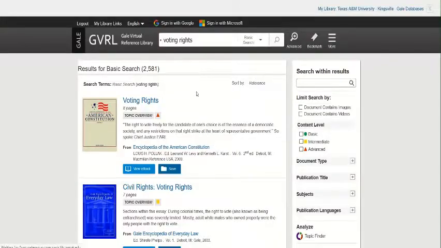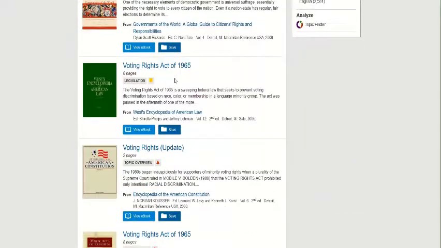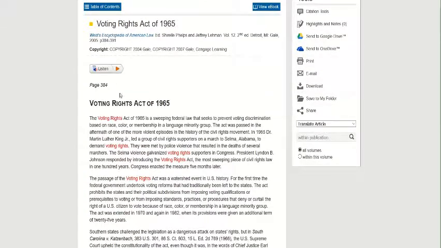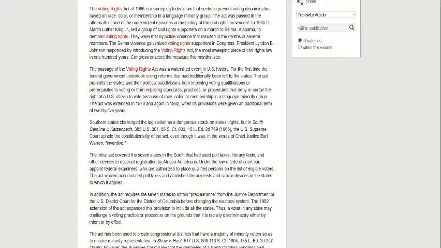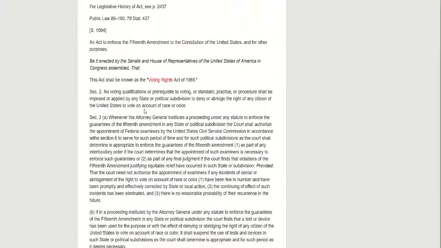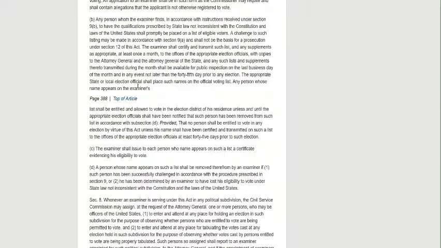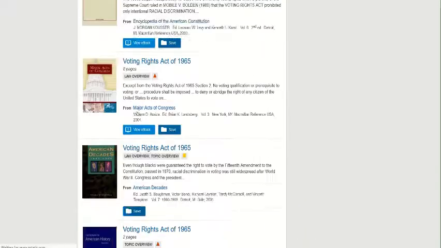Let's go back to our initial search. Let's see the Voting Rights Act of 1965 from West's Encyclopedia of American Law. What does that give us? Sweeping federal law that seeks to prevent voting discrimination. Passage was a watershed event in U.S. history, right? So a lot of information here. The specific sections of the law, and it actually gives the text of the law itself. So we have that information here. That's nice, very useful to have the actual text of the law in front of you. So that's good information. Let's see what else we got.